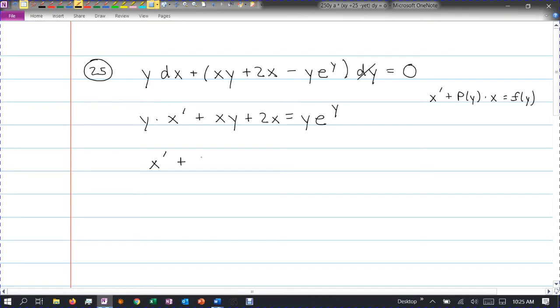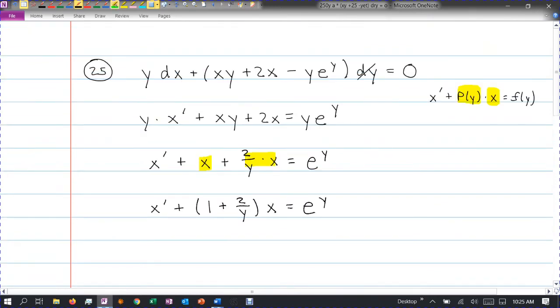X prime plus just x, and then plus 2 over y times x, and then equals, when I divide the right side by y, I get e to the y. So that's looking good. Problem now is I'm trying to get some function of y just in front of x. I have two terms here with x. So what I'll do is I'll factor out an x. So I'll have x prime plus, when I factor out, 1 plus 2 over y, x, and then equals e to the y. And that looks like that's going to work. I have my function of y here in the front. It's going to be this guy right here.